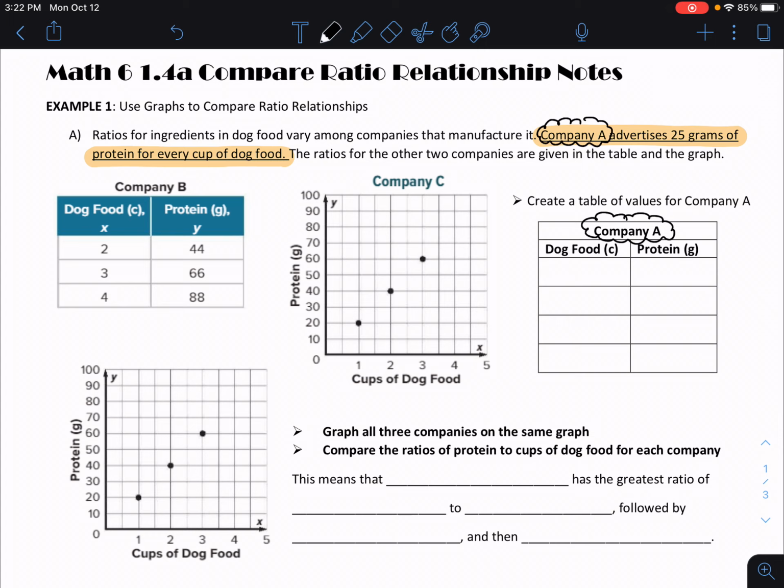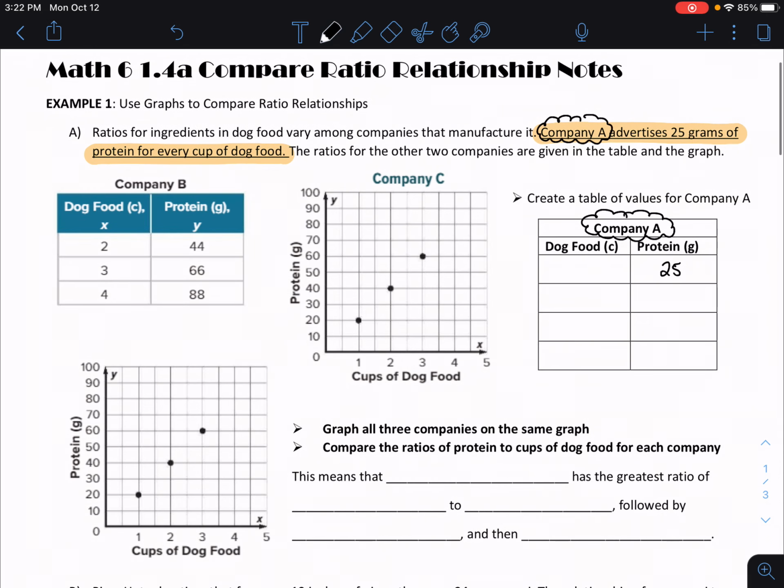So because they give us the verbal representation of the ratio, we are going to put it into a form that we understand, and that is in the table. So I've got 25 grams of protein for every 1 cup of dog food. If I continue my pattern, I'm going to increase by 1 cup of dog food, and that's going to go up by 25 grams of protein: 50, 75, and then 100.